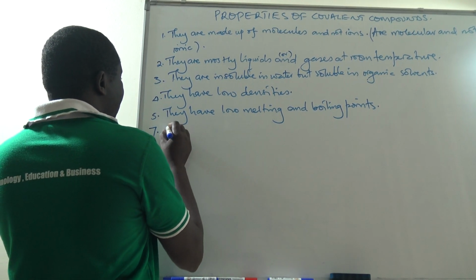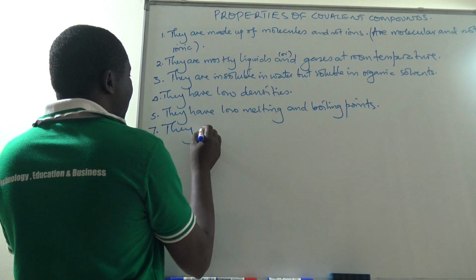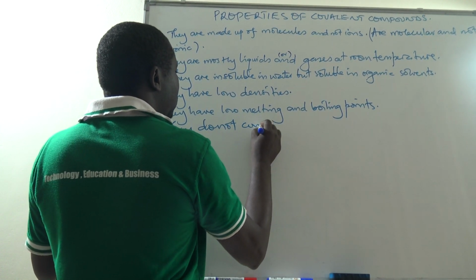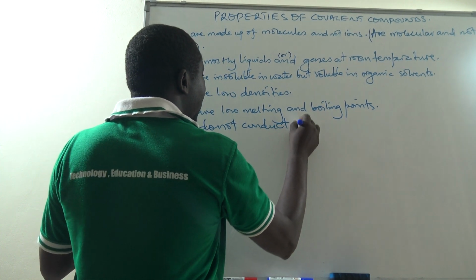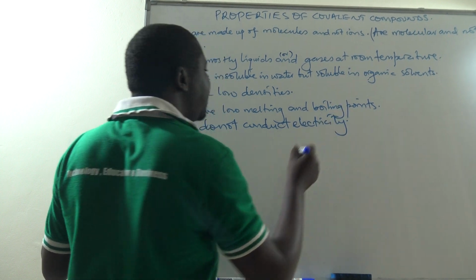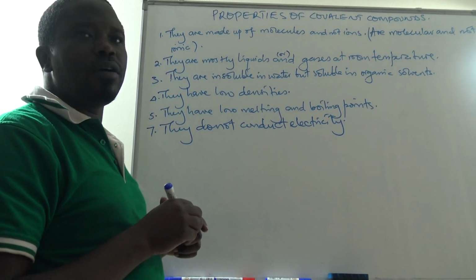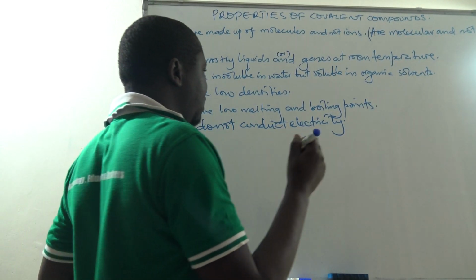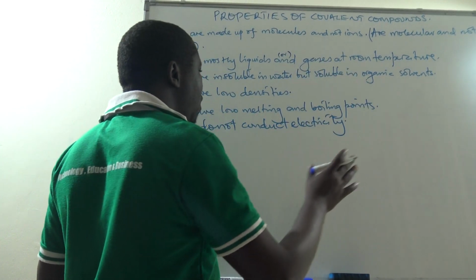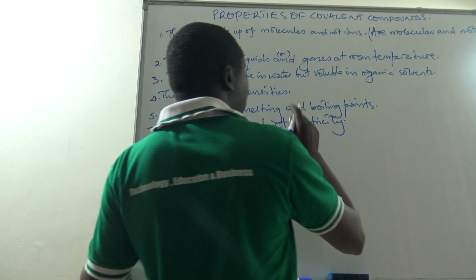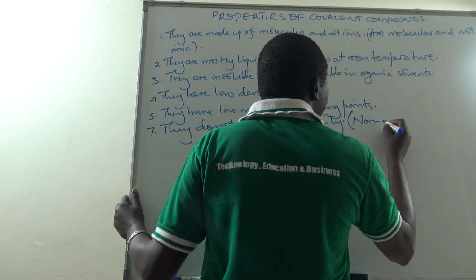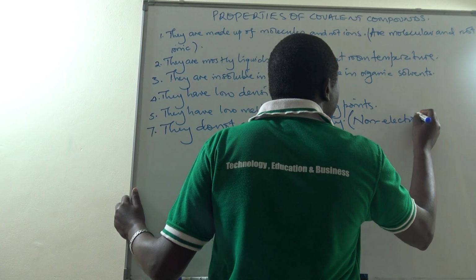Next, we say that they do not conduct electricity, even if they are in the molten state or in the aqueous state. Even if they are in solution, or when they are molten, they do not conduct electricity, meaning that they are said to be non-electrolytes.